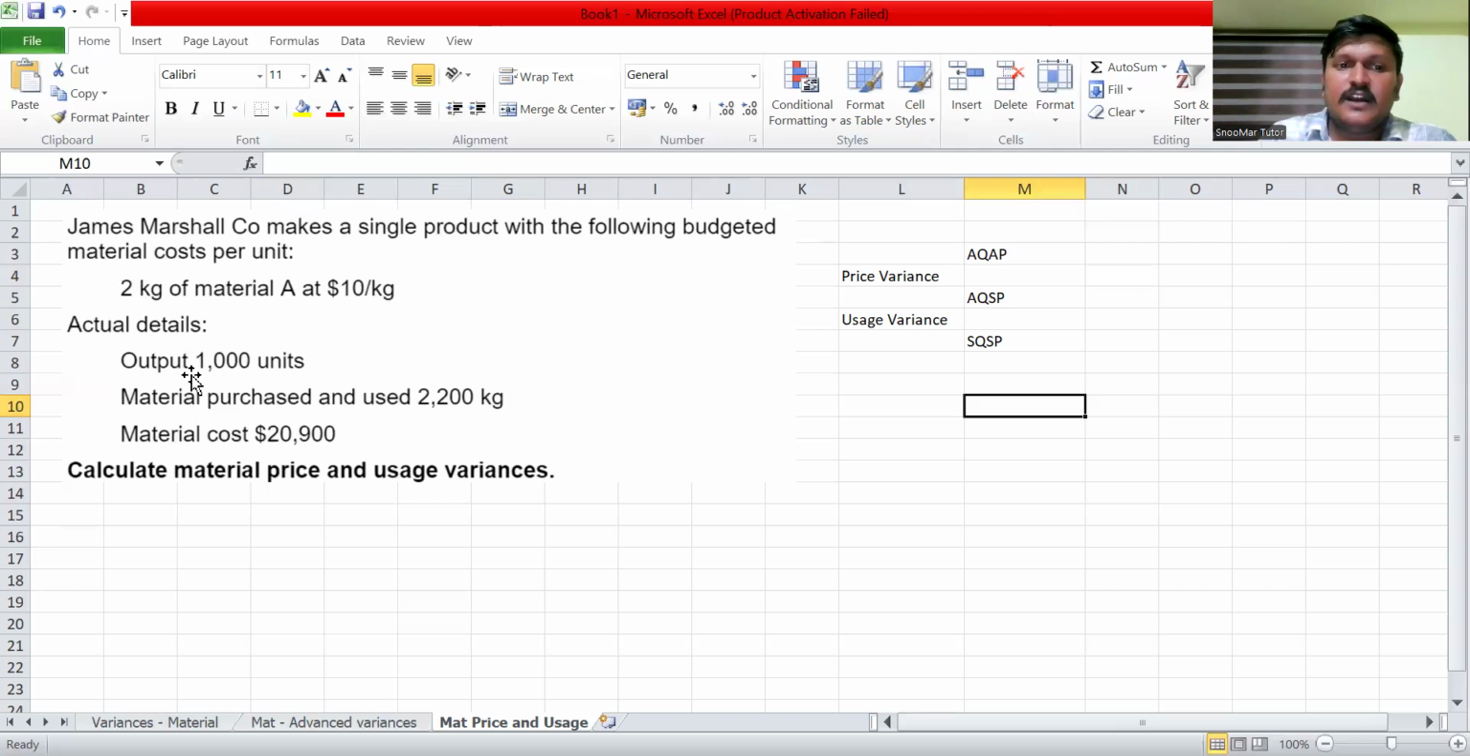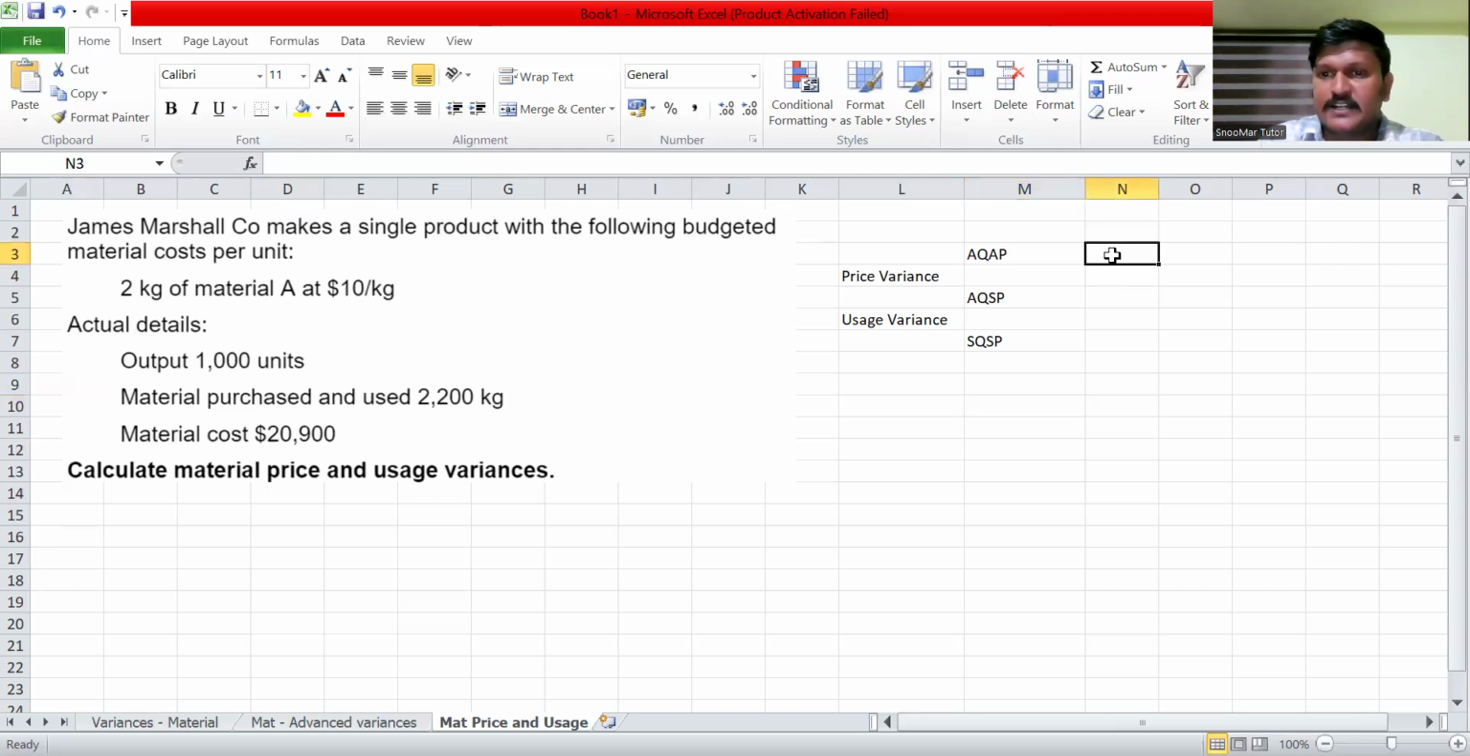But consider our output as 1000 units. Your actual quantity used came to 2200 kg, against 1000 units. Now what is the standard quantity? If I am producing 1000 units, for one unit it is 2 kg, so for 1000 units it would have been 1000 into 2, 2000 kg only, instead of 2200 kg. So this is the difference. The standard quantity is the standard usage multiplied by the actual output.